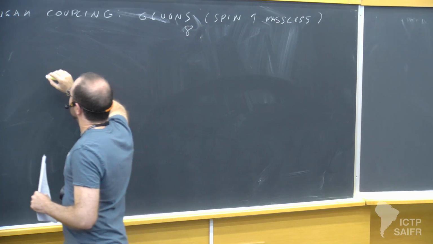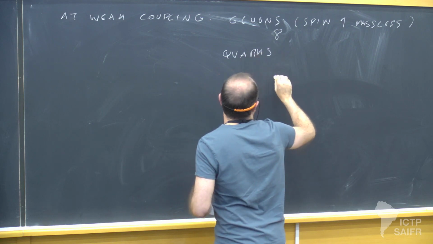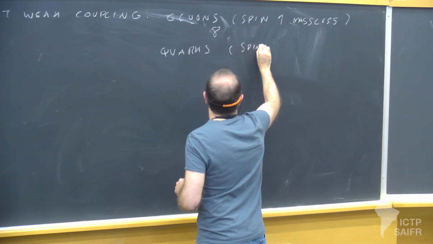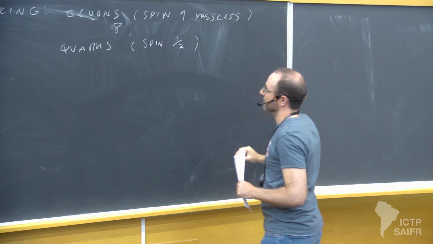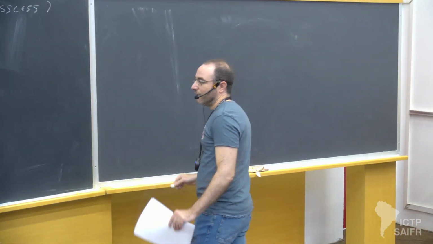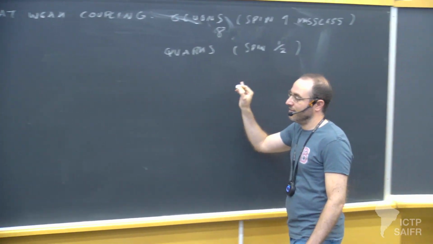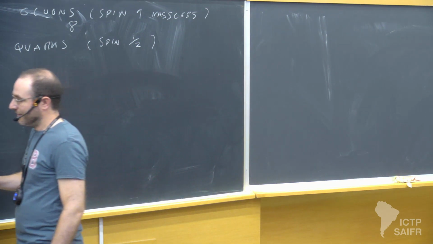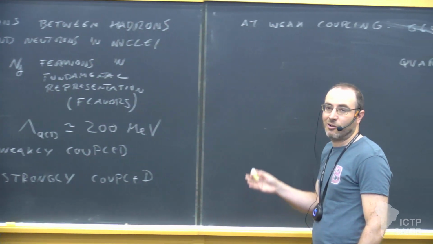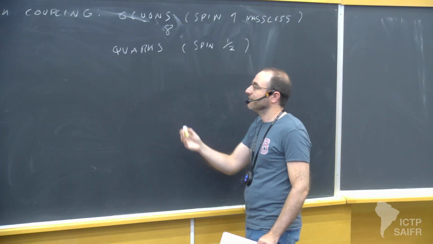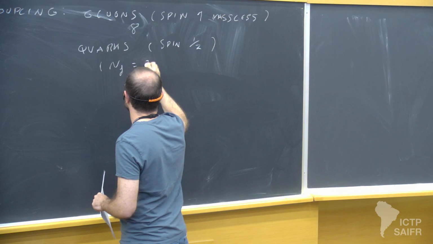And then we also have the quarks, which are spin 1/2 fermions in the fundamental representation. The number of flavors that is relevant depends on the energy scale that we are considering. For energies below lambda QCD, typically only two or three flavors of quarks are relevant. So typically N_F is two or three.